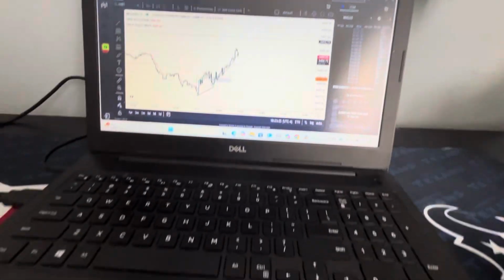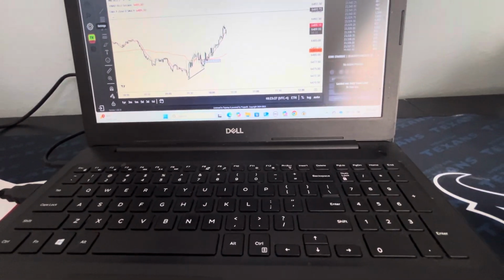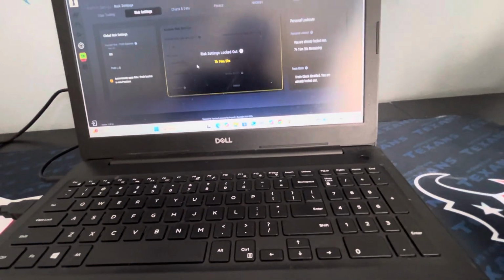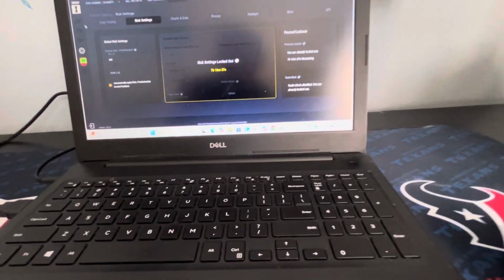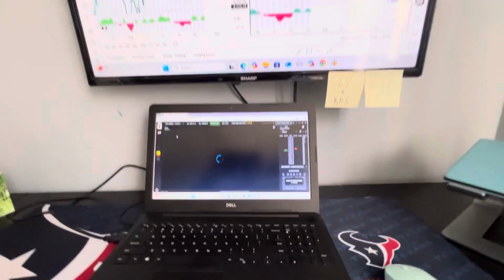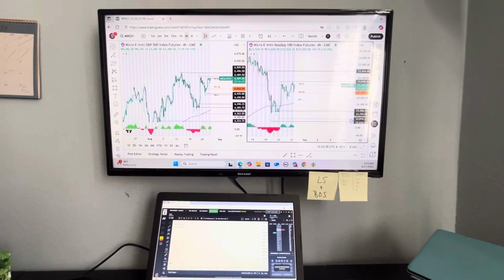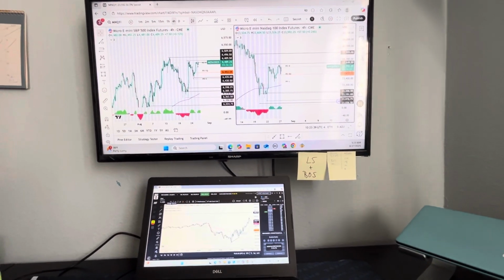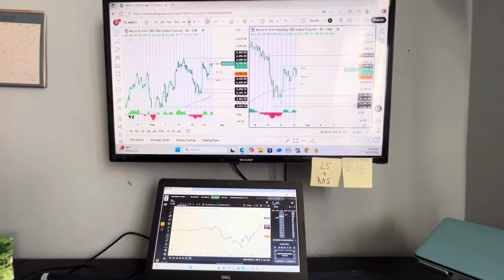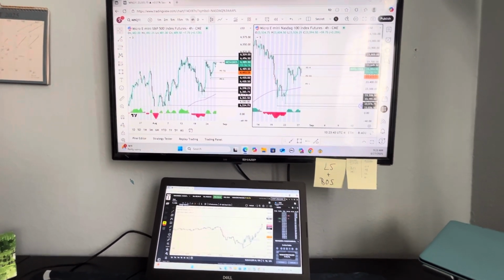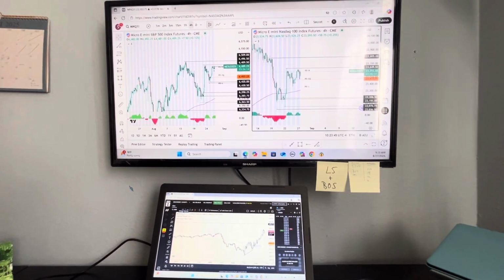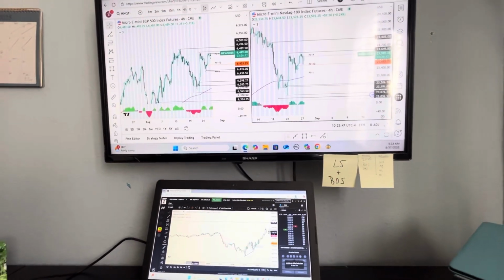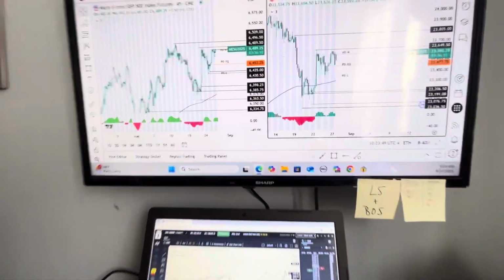So on Top Step, it allows you to lock your wrist settings. So that's what I do. I set the wrist settings and then I lock them in place so you can't change it. So the most I'm allowing myself to lose is 350. And then the most amount of trades I'm able to take, well, it's 3 trades, 3 trades and I'm done, win or lose. Okay, so let's get into it.